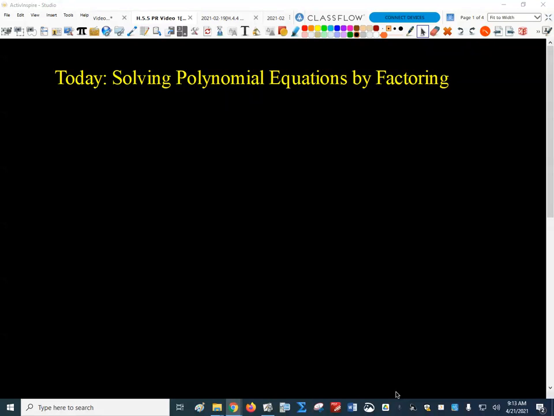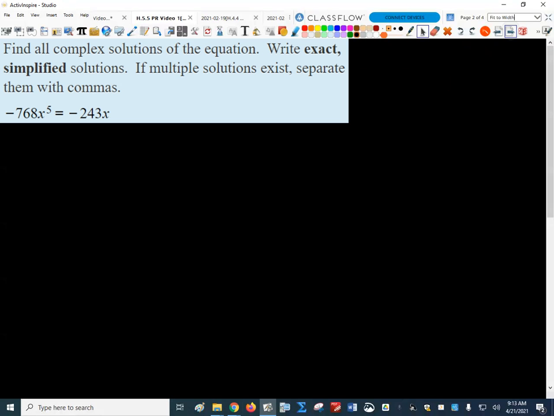So I just want to look at a couple examples. The next assignment is really nothing new. It's just using all the techniques of factoring polynomials that we've been practicing to solve some polynomial equations. So let's just look at some examples. And then I'm going to turn you loose if there's any time, and you can just start this assignment.